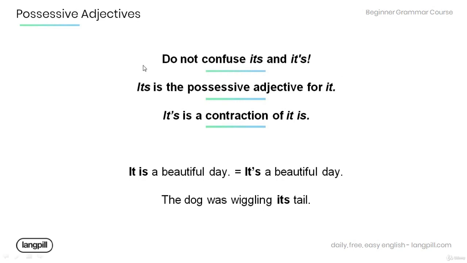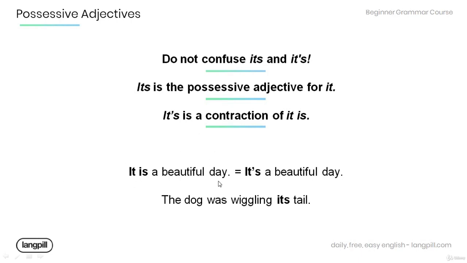Also, remember not to confuse its and it's with an apostrophe. Its is the possessive adjective for it, and it's is a contraction of it is. Have a look at the examples below.